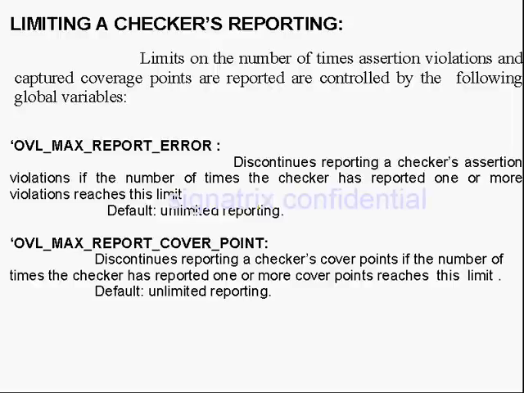So how can we limit checkers reporting? Limits on the number of times assertion violations and captured coverage points are reported are controlled by the following global variables. We have to use some global variables. Look at there, tick OVL. These are all compiler directives, right?